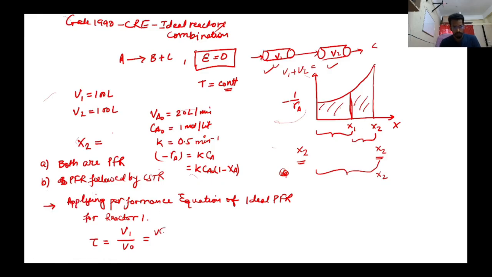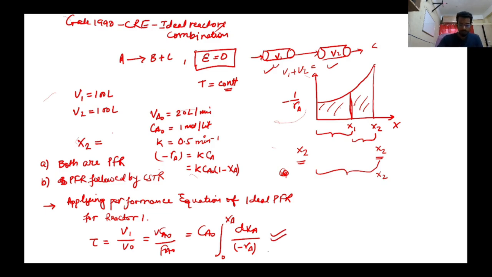V upon CA naught upon FA naught is equal to CA naught, integral from 0 to XA of dXA upon minus RA. Okay, this is the performance equation of plug flow reactor.